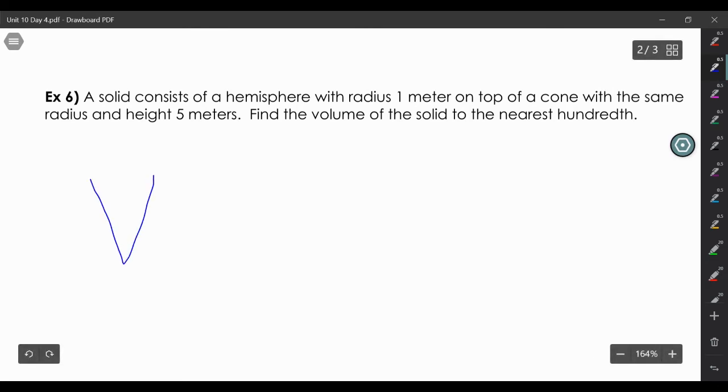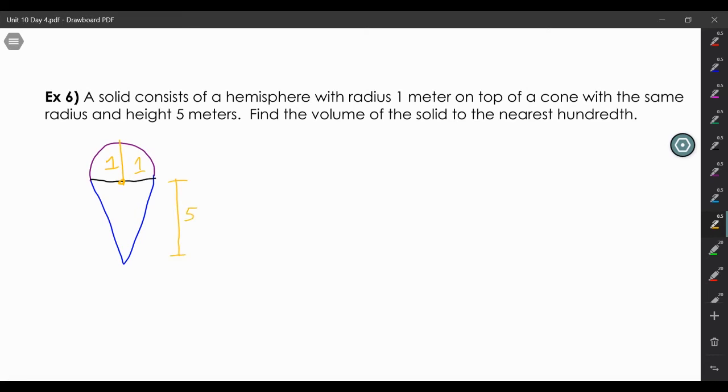So a hemisphere is a half sphere, and it's on top of a cone. So we have a cone, and then we have a sphere on top of it, or a half sphere. And this is where they meet. So think of it as an ice cream cone. Now the radius of both shapes is 1. So the radius of the hemisphere is 1, and the radius of the cone is 1. We are also told that the height of the cone is 5.